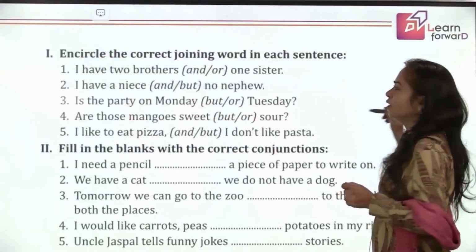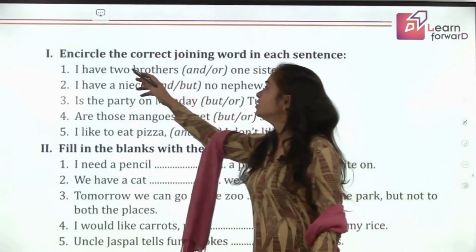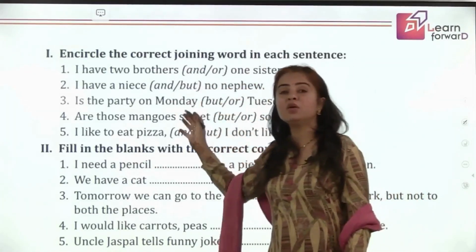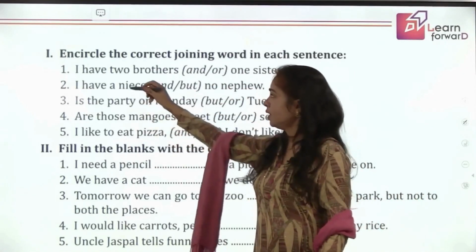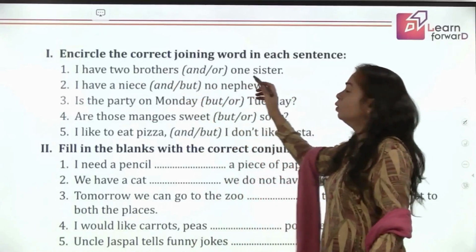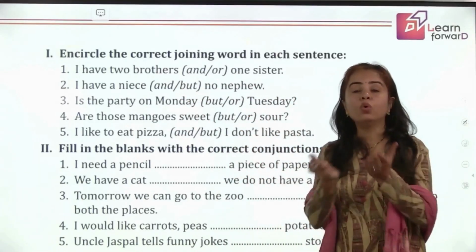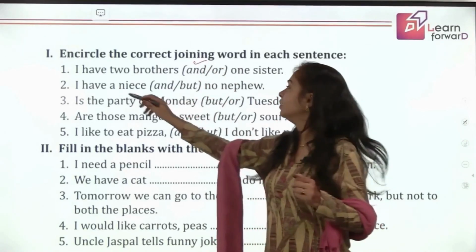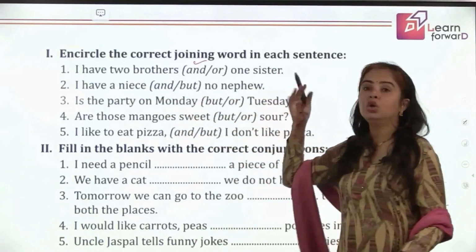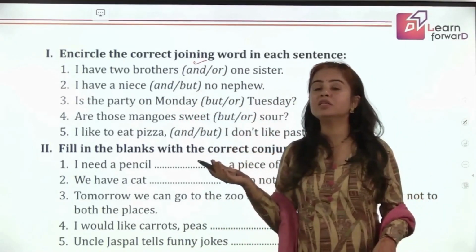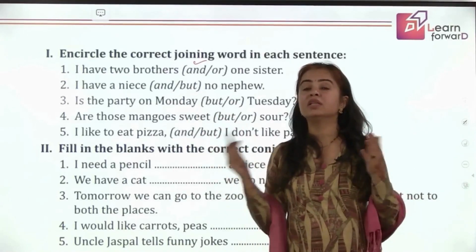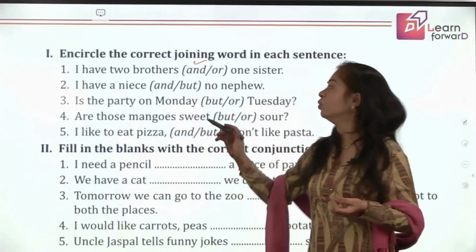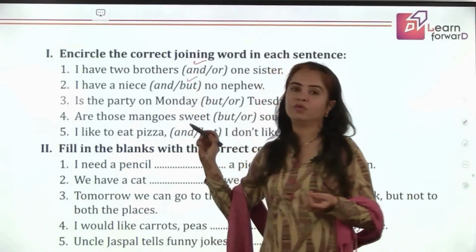That's wonderful. So we have an exercise: circle the correct joining word in each sentence. So we'll just see what use is there. Like, I have 2 brothers and 1 sister. So both are going together. That means we will be using and. I have a niece, but no nephew. That means there is a difference. There is a contrast. You have a niece, but no nephew, right?